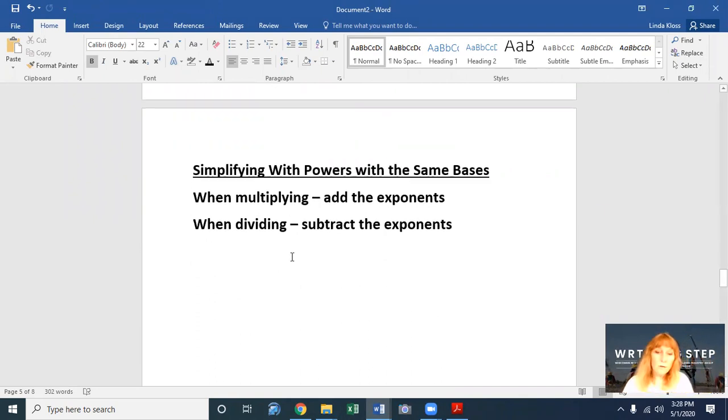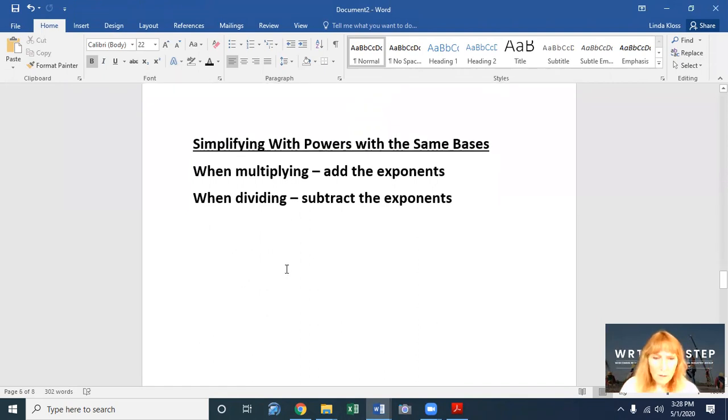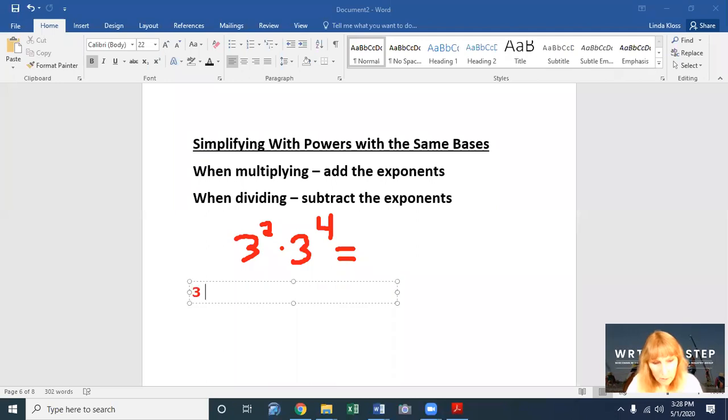Yes, so if you have powers with the same bases, so for example, if you have 3 to the second power, and you're multiplying that by 3 to the fourth power, that is the same as, and let me show you why this works. That's the same as, let me grab a text box, 3 times 3, right, the first 2 3's, and then times 3 times 3 times 3 times 3. So a little space in between them all.